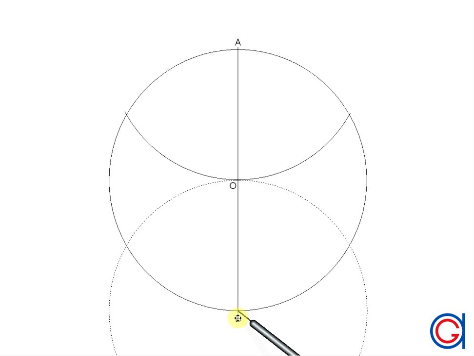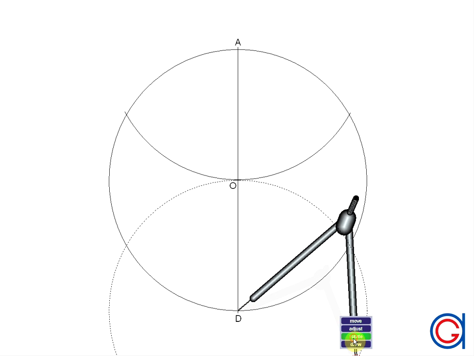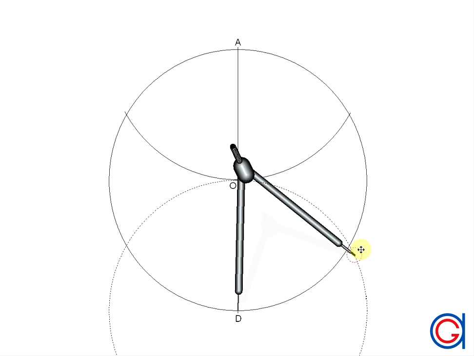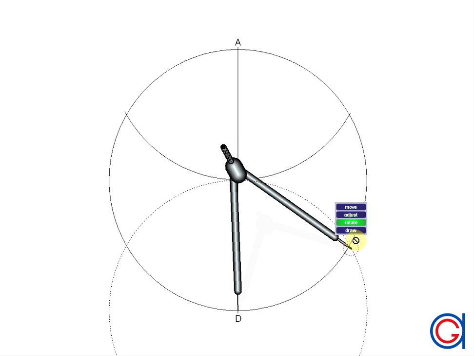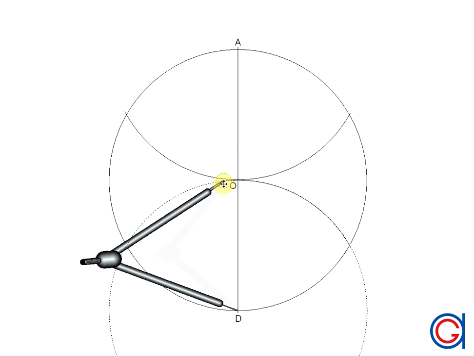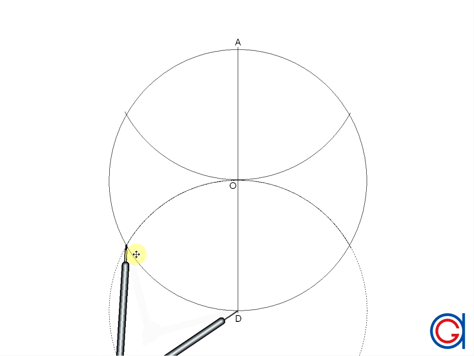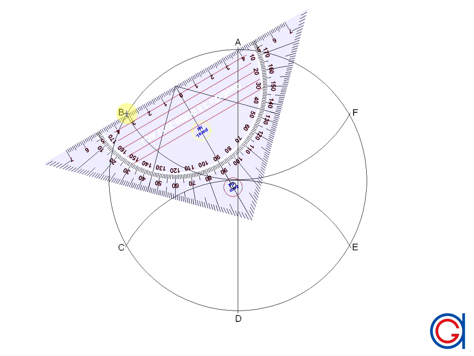Now with our compass centered on D, we repeat this process and we cut the circle again at 2 points, as shown here. As can be seen, our 2 arcs pass through our center point O. So now we have the 6 vertices of our regular hexagon inscribed in a circle.